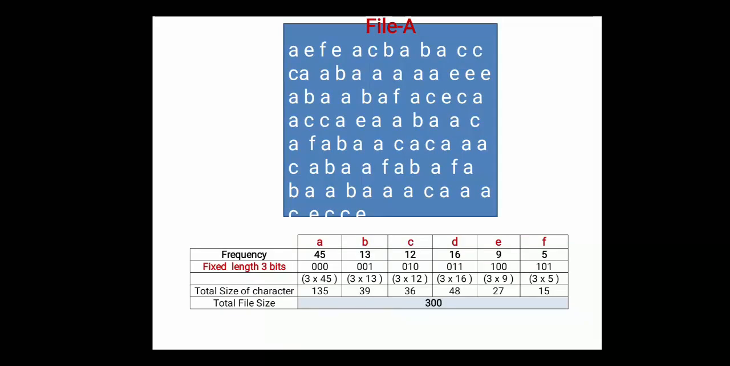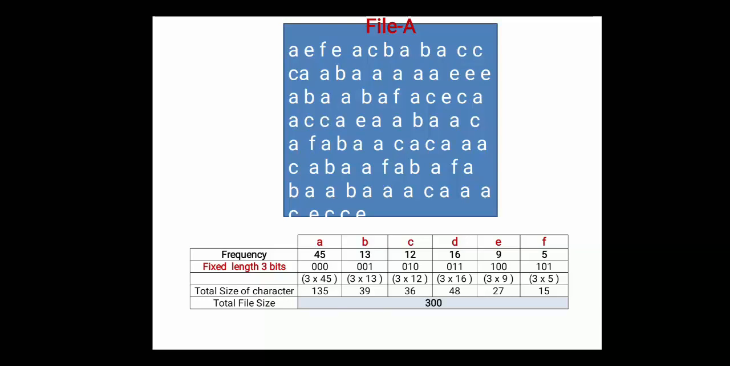Now find out the total size of the file. So now you know very well the frequency of A, B, C, D and F. The frequency of A is 45 and the size of A is 3 bits. So 3 multiplied by 45 is 135. The frequency of B is 13 and the size of B is 3. So 3 multiplied by 13 is 39. In the same way, you need to identify for C, D, E and F. So the total size of the file is 300.